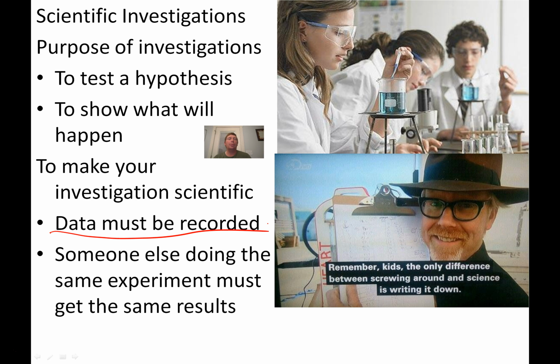And then the other big thing is someone else doing the same experiment should get the same results. Until you do an experiment in a way so that someone else doing the exact same thing gets the exact same results, you're not really doing science. That's an important thing to keep in mind, because remember, science has to be repeatable. If we don't get the same results time after time after time, we can't predict what's going to happen, and we can't use that in order to help people out.